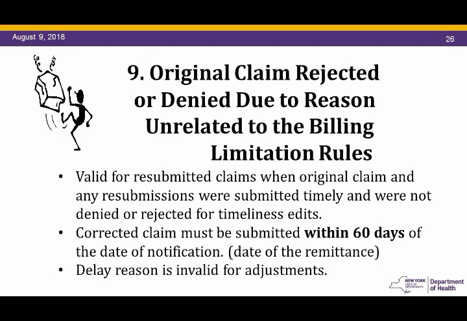9, original claim rejected or denied due to reason unrelated to the billing limitation rules. This is valid for resubmitted claims when the original claim and any resubmissions were submitted timely and were not denied or rejected for timeliness edits. The corrected claim must be submitted within 60 days of the date of notification, the date of the remittance. This delay reason is not valid for adjustments.